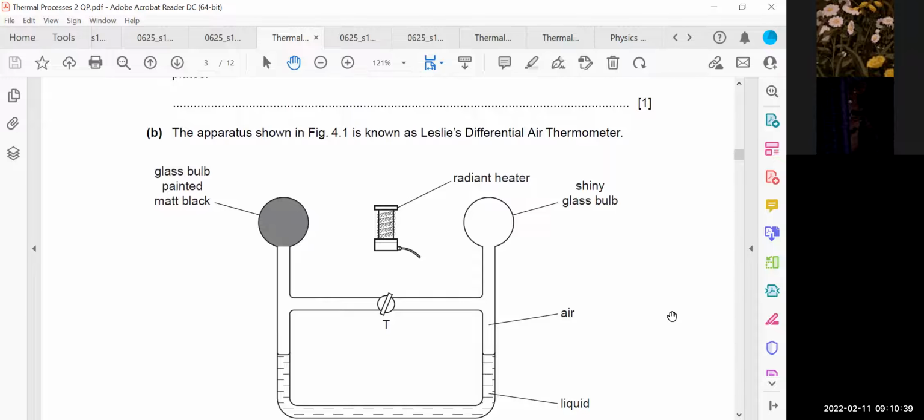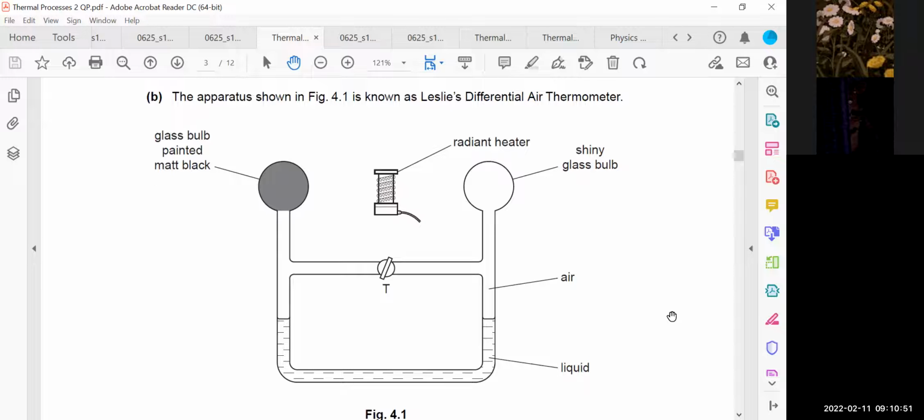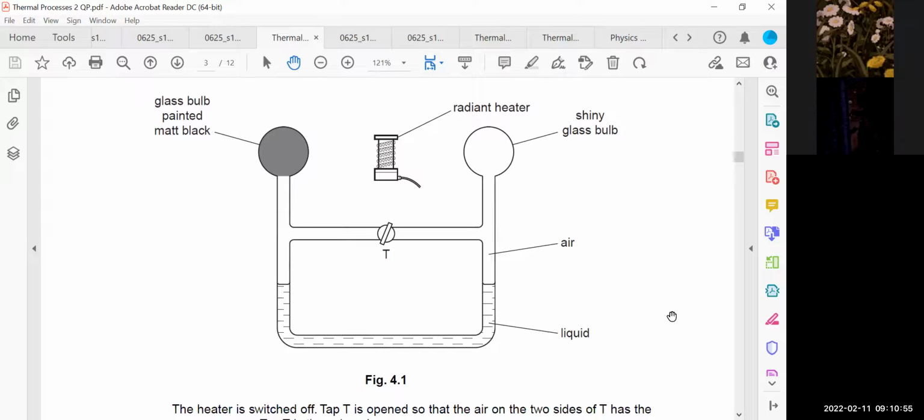The apparatus is there. Look at this diagram 4.1. This is also an important question, children. This is known as Leslie's differential air thermometer. You can search in Google what this experiment actually is, what Leslie's experiment was. And in the diagram you can see what we have.